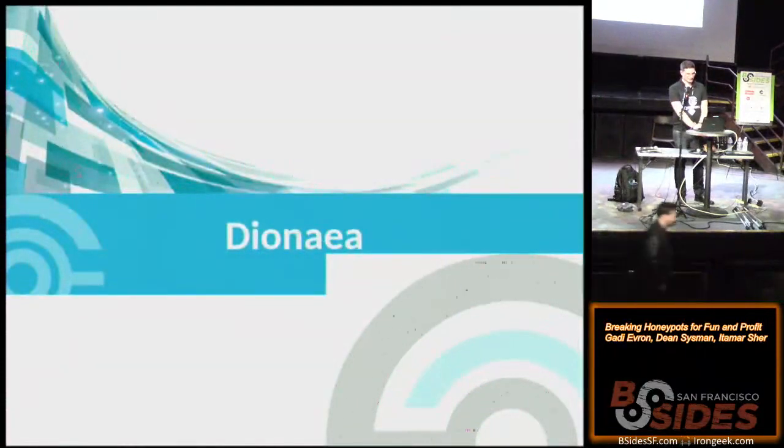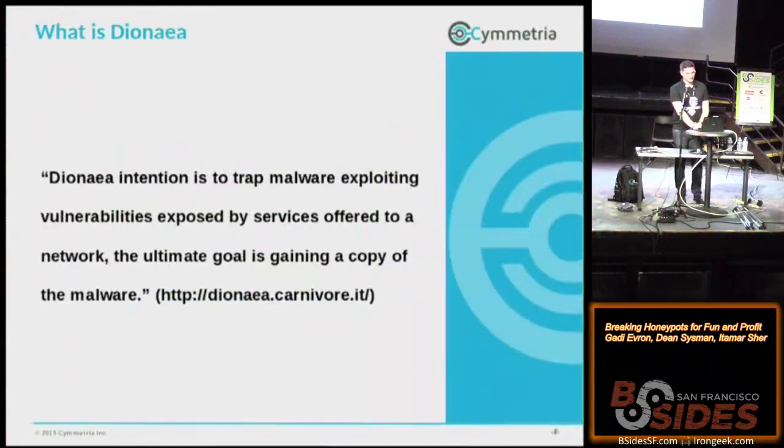And next up is Dioneea, and Dioneea has the best intentions out of all the honeypot projects, and this is specifically just what we've talked about. If I go through this, Dioneea's intention is to trap malware exploiting vulnerabilities exposed by services offered to a network. The ultimate goal is gaining a copy of the malware, right? So this is the right objective. This is the cream of the crop, the cherry on the icing of the cake that you can get through using deception. This is what Dioneea tries to achieve.